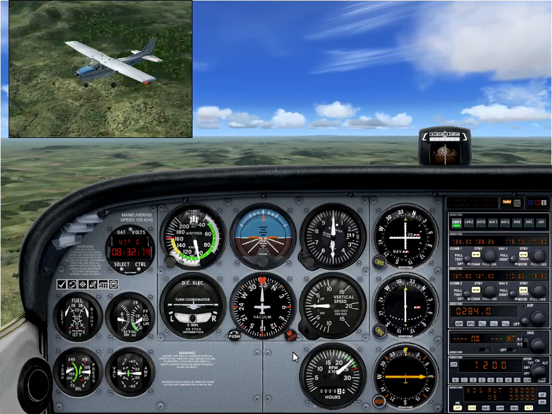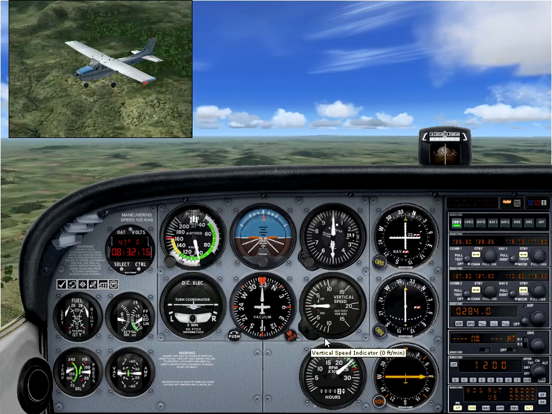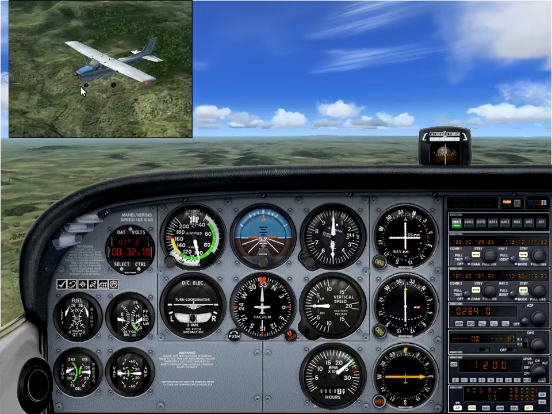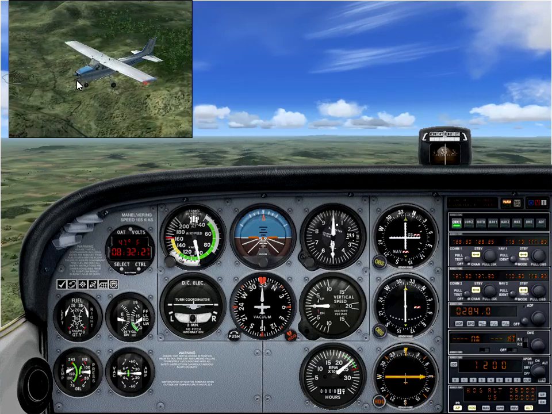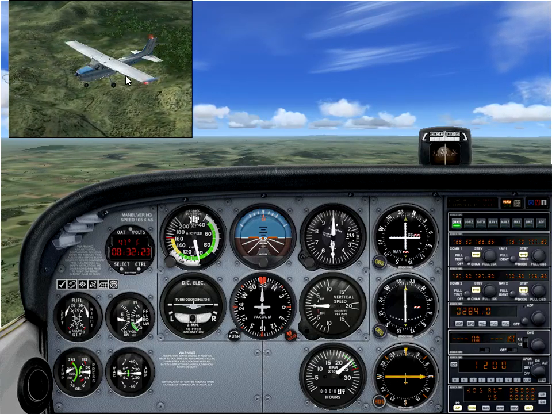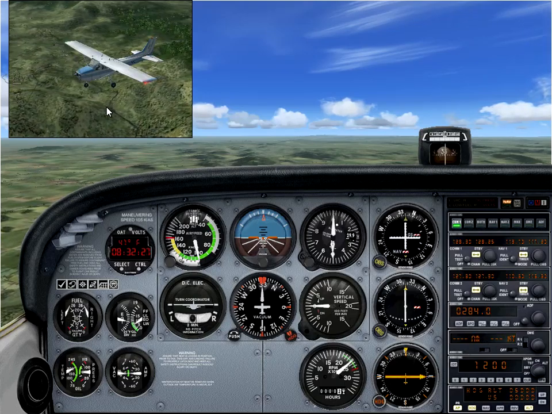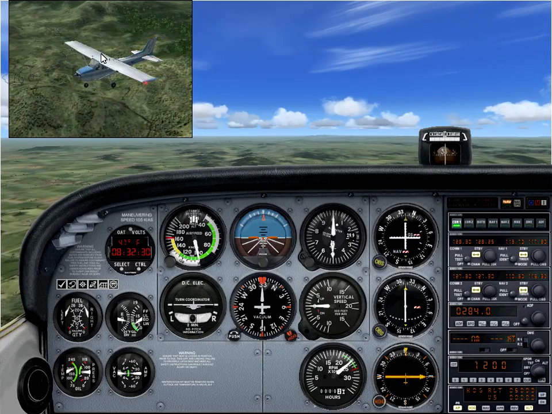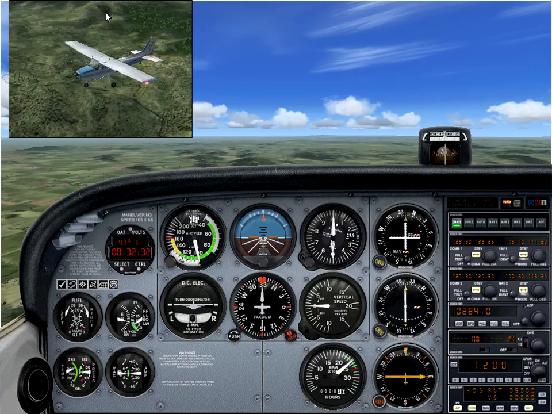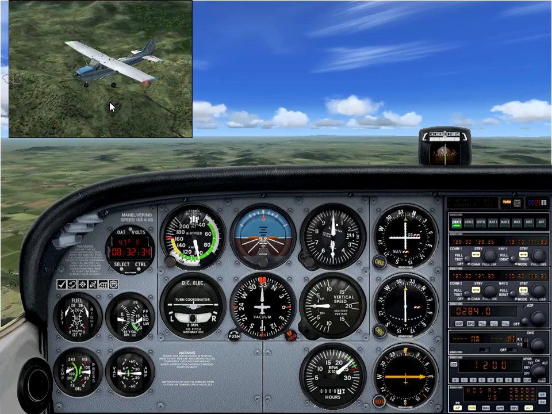The longitudinal axis running fore and aft along the fuselage, the lateral axis running from wingtip to wingtip, and the vertical axis running up through the centre of gravity. There are three planes of movement that take place around these axes.